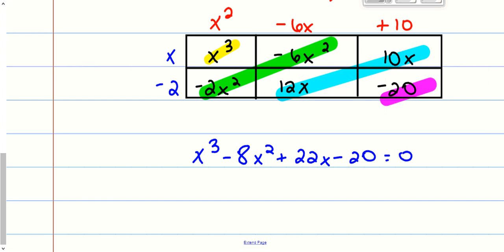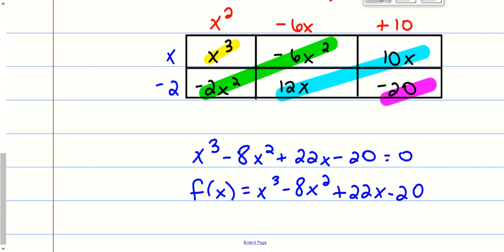It said to write it as a function. So we have f of x equals x cubed minus 8x squared plus 22x minus 20. And that is our answer. And then it's a third degree because we had 3 solutions.